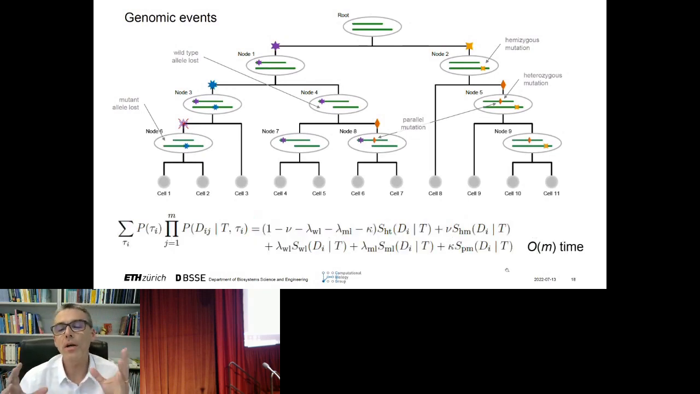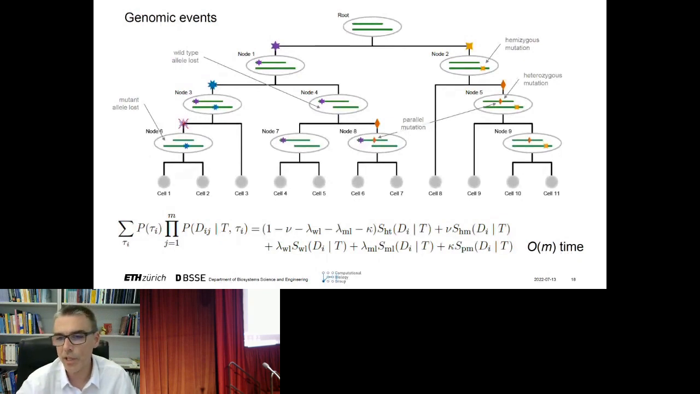This is now modeled as a mixture model. And that mixture model actually accounts for the different possibilities that are illustrated in the figure above. So it includes the possibility of a heterozygous mutation, a hemizygous, losing the wild-type allele, or the mutated allele, or a parallel mutation. And the point is that these individual contributions to the likelihood can all be computed efficiently, again, in time that's linear in the number of cells.